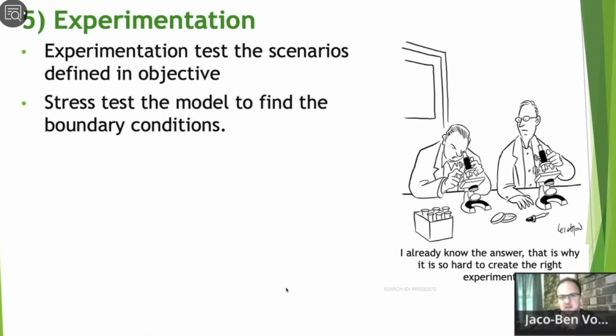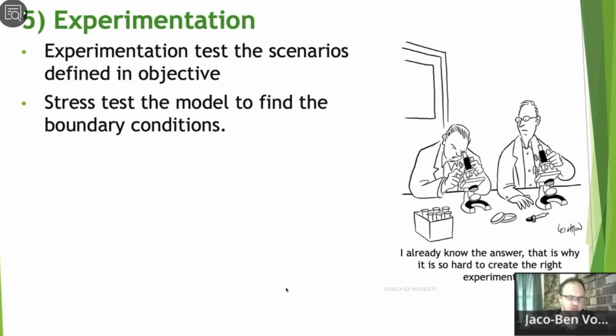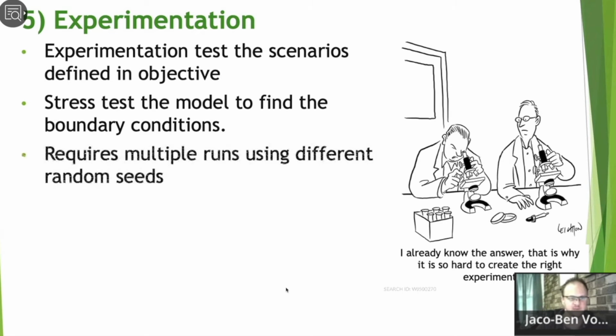And if there are no specific scenarios, or you've got the time, you really need to stress test your model to find the boundary conditions, right? So our model can accurately predict the change in average customer queue waiting time under these conditions, right? If there's less than 10,000 customers, or whatever the case might be. It's specific to your model. So choose way out numbers and also see whether you can break the model or not.